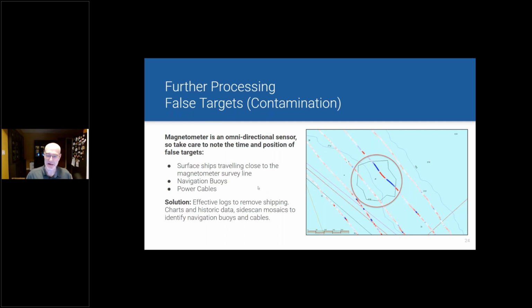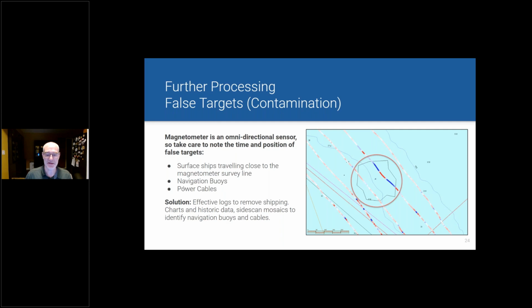False targets or contamination of your signal. So basically, you need to think about a magnetometer as an omnidirectional sensor. It does not always point down. It points sideways and up just as well. And so you need to be careful of recording when surface ships travel close by to your survey area. If you're working in a harbor or a bay and you've got shipping traffic nearby, every time a ship comes by, your magnetometer is going to register a false signal.